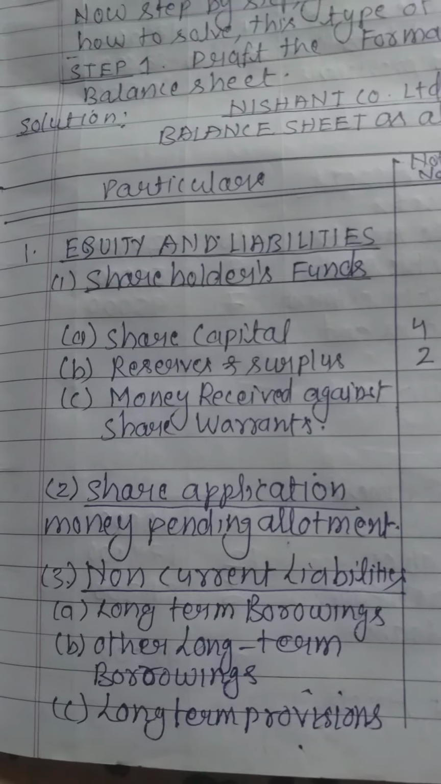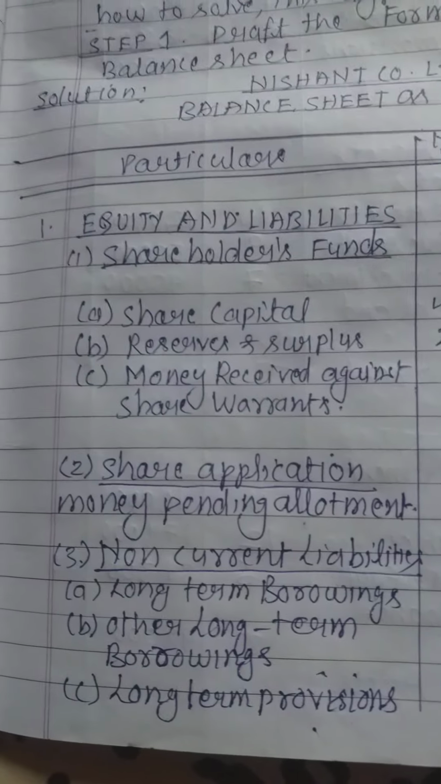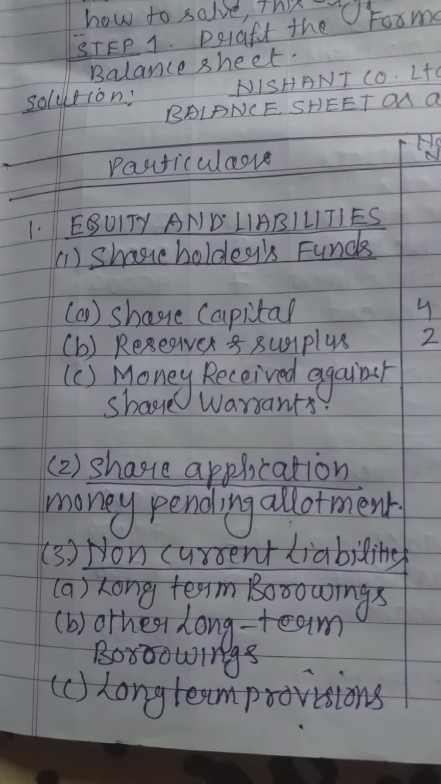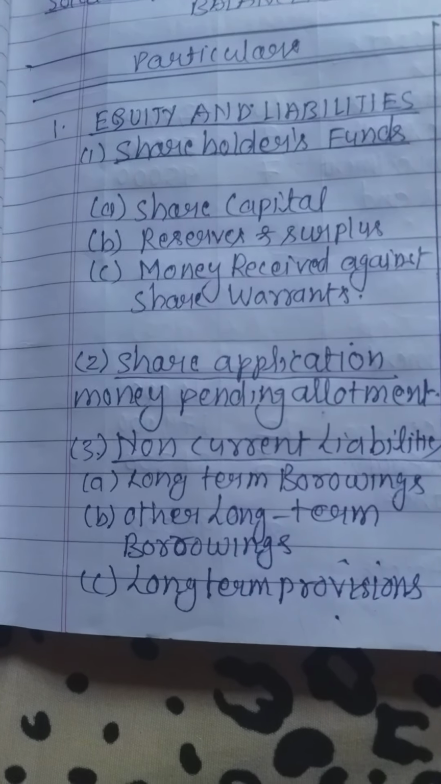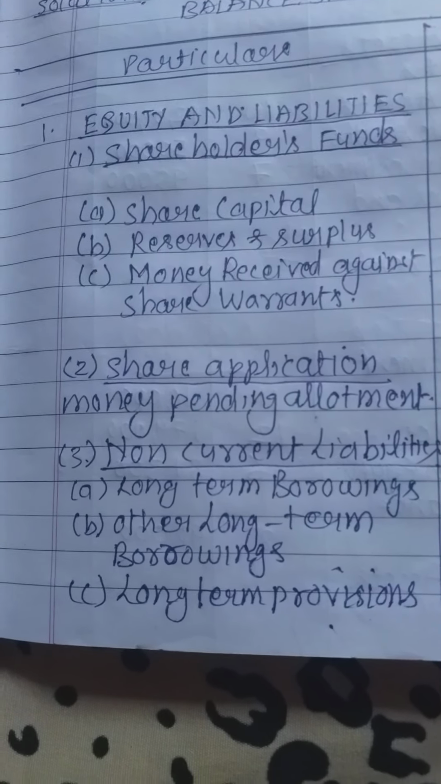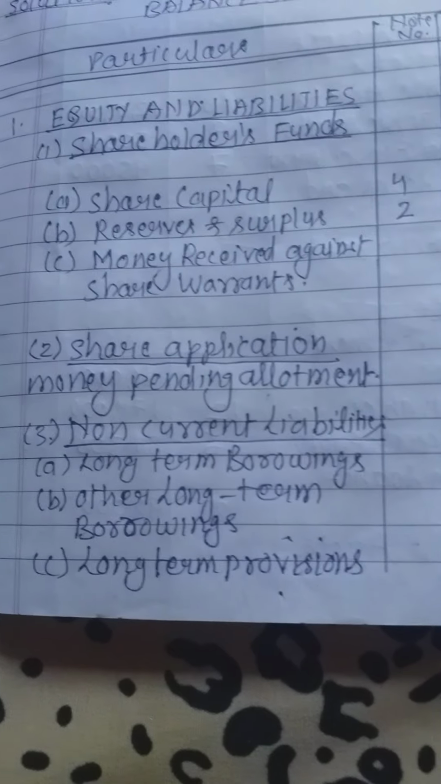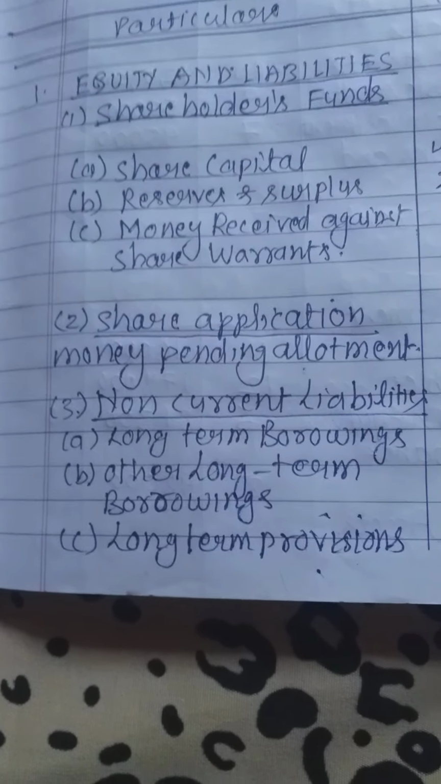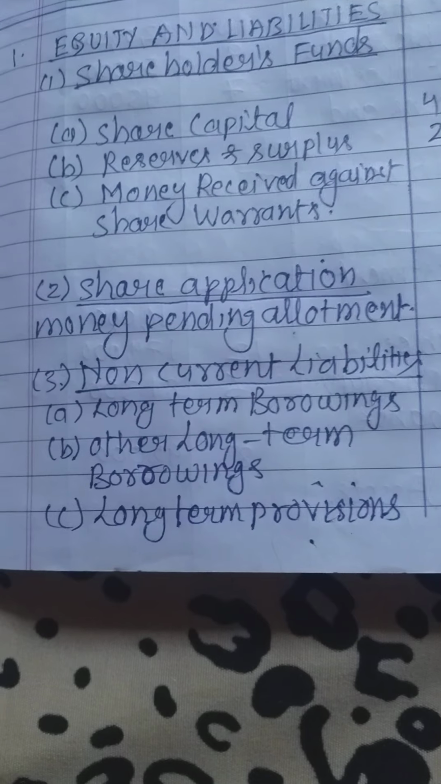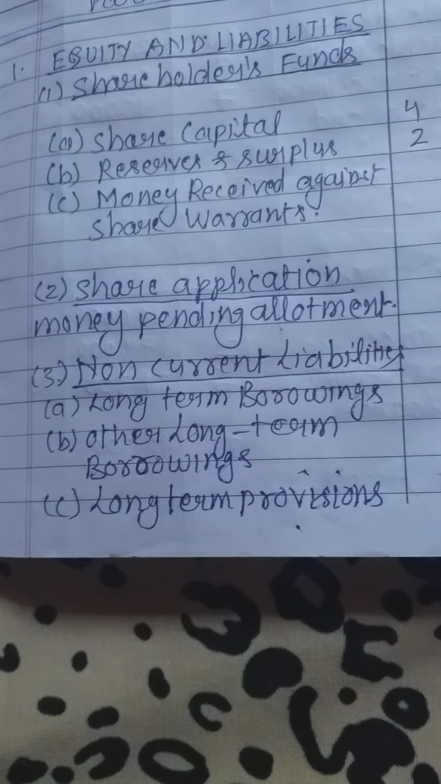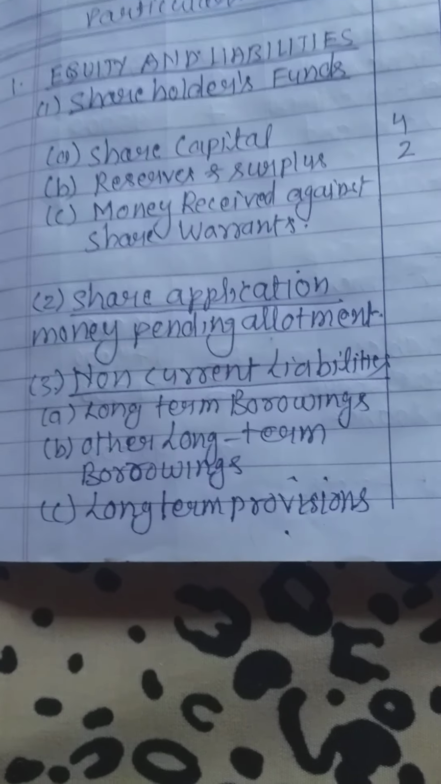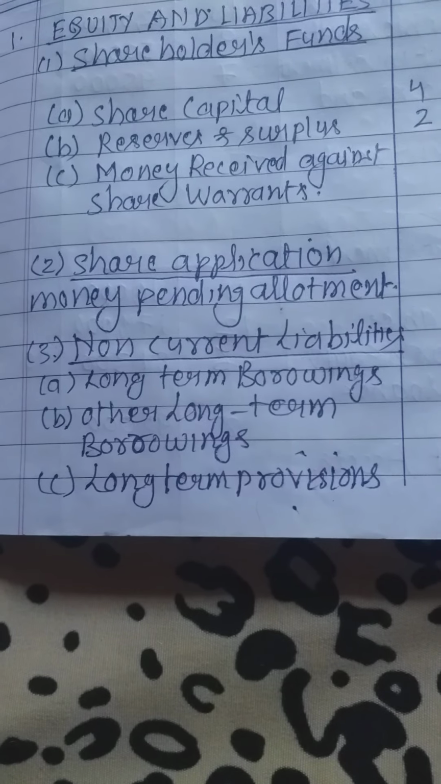Now, put it like this: equity and liabilities, shareholder funds. Under shareholder funds: share capital, reserves and surplus, money received against share warrants. Second main heading: share application money pending allotment. Third main heading: non-current liabilities. Under this, 3 subheadings: long-term borrowings, other long-term liabilities, and long-term provisions. Here the tax liability has not been given in the question, that's why I'm not putting that heading.